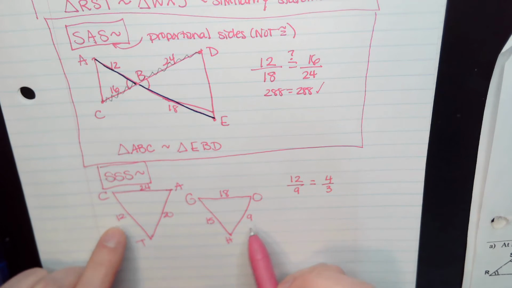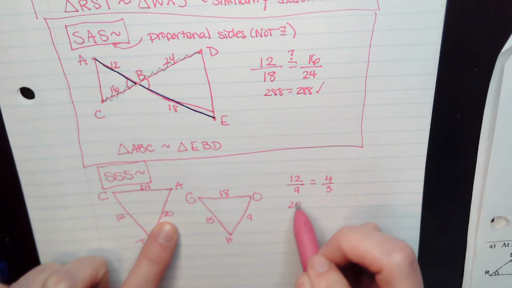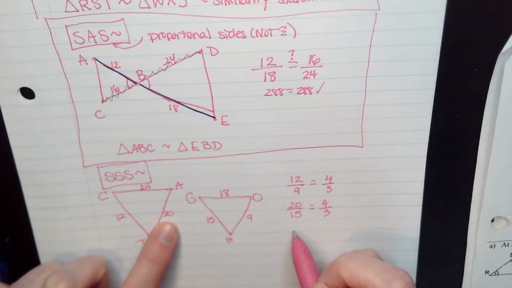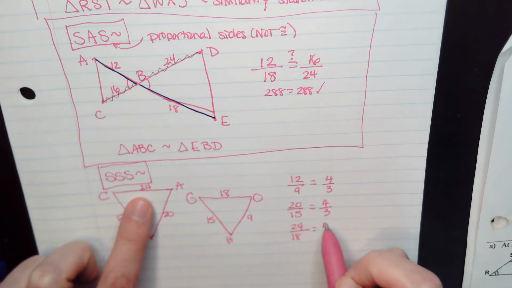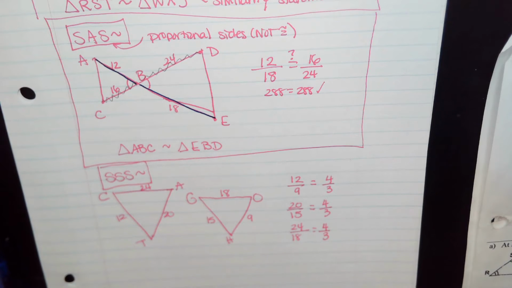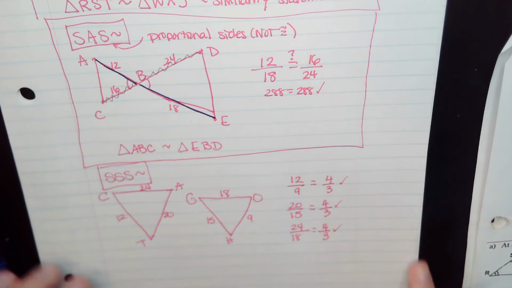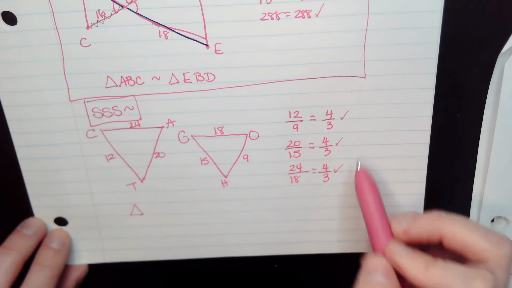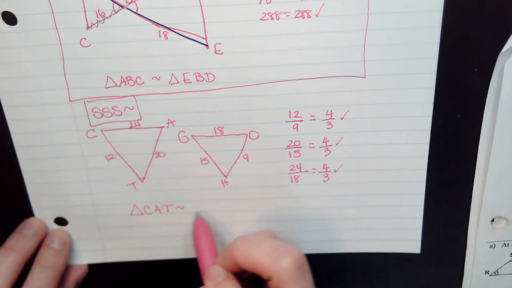Then let's take the middle side. So that would be 20 and 15. So let's do 20 over 15. And that gives me 4 over 3. And then let's take the longest sides, 24 and 18, reduce that, which gives me 4 over 3. So all of the three pairs of corresponding sides are all proportional. They all reduce down to the same constant of proportionality, or the same similarity ratio.